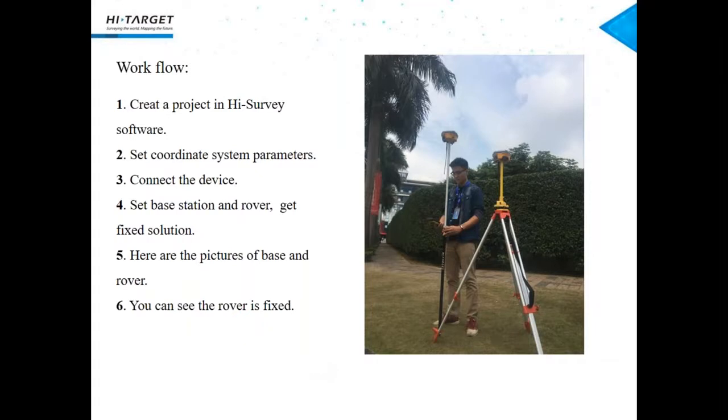And I will show you the workflow. First, we create a project in the Hi-Target software. Then we set the coordinate system parameters, as I mentioned before. Third, connect the device and set base and rover. Then after you get the fixed solution, we start the steps of 2D Helmert parameters calculation.